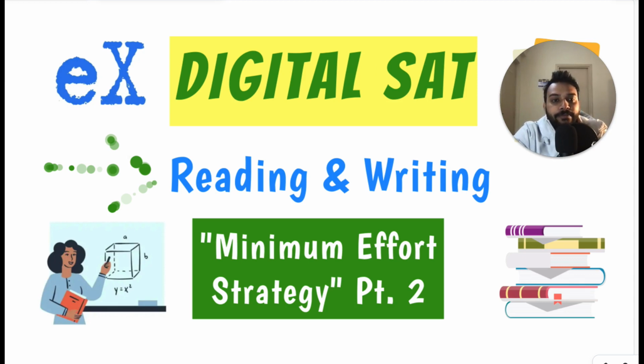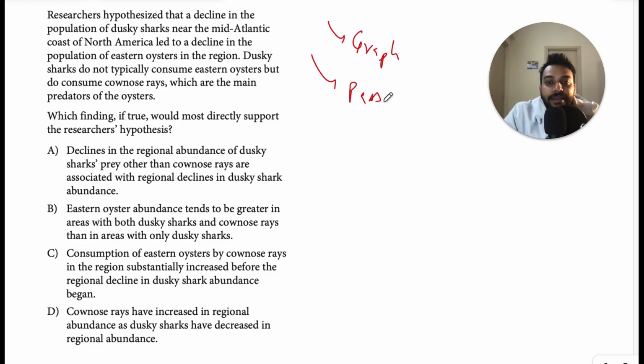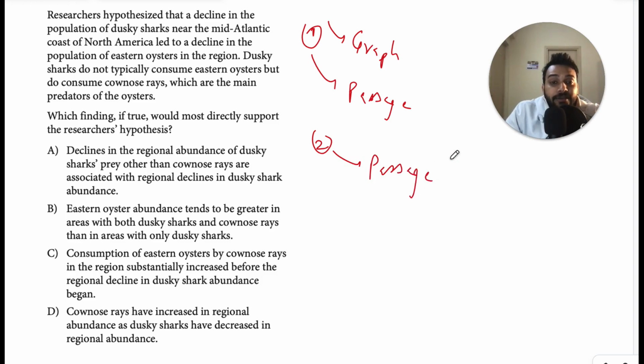Okay, let's go ahead. In the last video, we saw how the data analysis questions look. I told you there are 2 major components. First one is the graph or data, and the second one is the passage. Now there's another variation of the data analysis questions that has just the passage, which mostly would be a research passage, and you would be asked a question based on that. This is another variation. We're going to discuss this first.